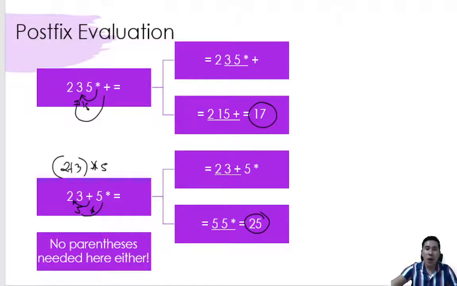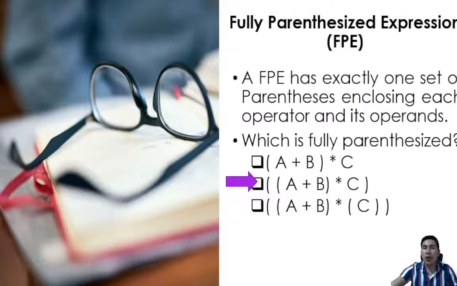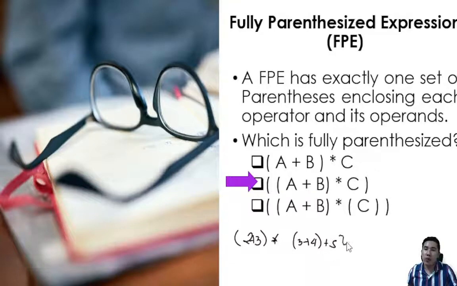Okay, so that is for postfix evaluation. When we talk about a fully parenthesized expression, or FPE, it has exactly one set of parentheses enclosing each operator and its operands. In mathematics we normally do this, like 2 plus 3, times 3 plus 4, and then if we have any other expression, let's say plus 5, we normally use this one, right?